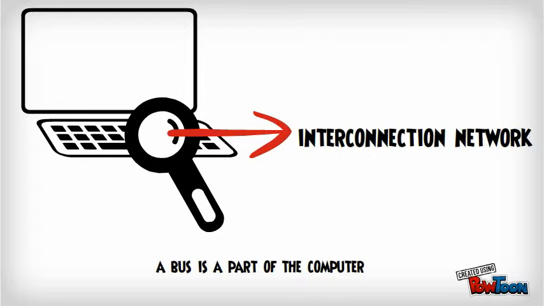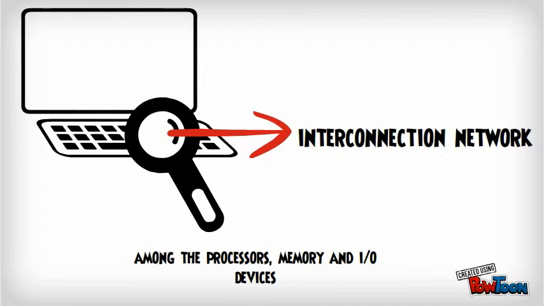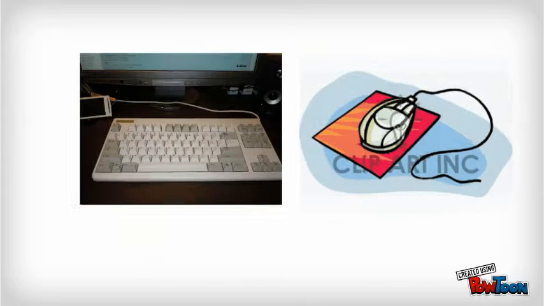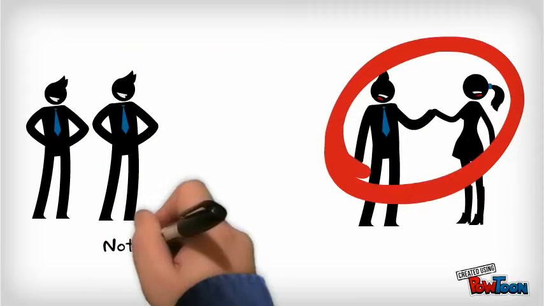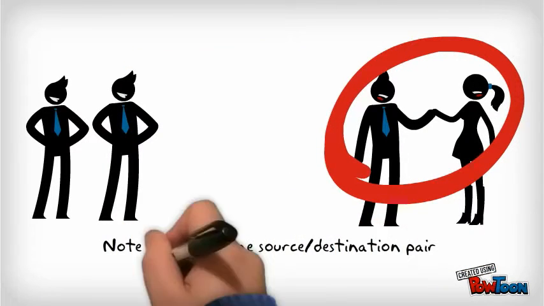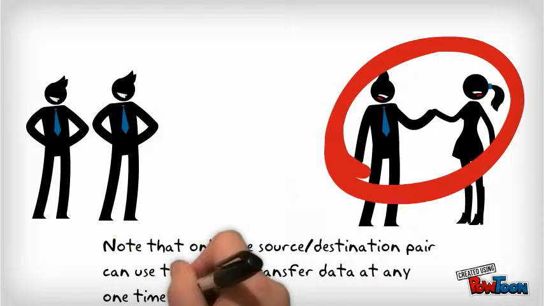A bus is a part of the computer. It is an interconnection network used to transfer data among the processor, memory, and I/O devices. I/O devices here refer to things like keyboards and mice. Note that only one source destination pair of units can use this bus to transfer data at any one time.